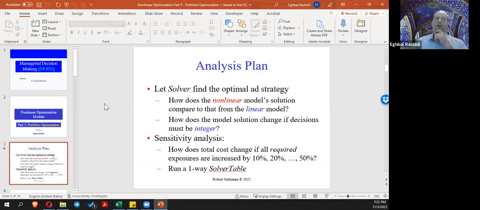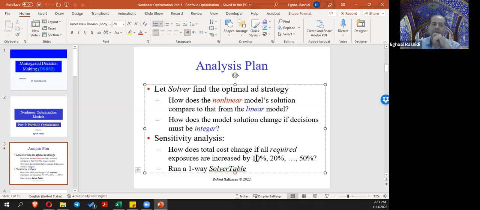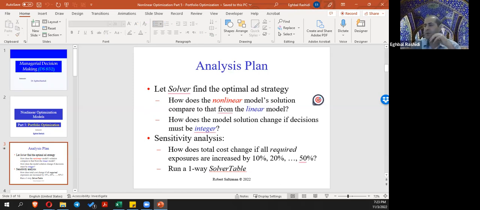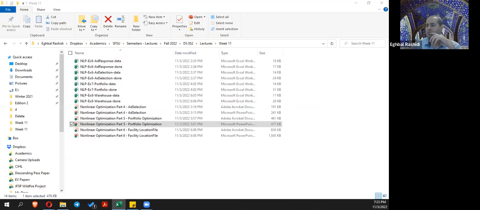Okay, let's go to the portfolio optimization. Let's solve or find the optimal ad strategy. We did that with the solver table. We ran the solver sensitivity analysis with the changes from 10% to 50%. So we are done here. I'm going to close that one. This is the one.